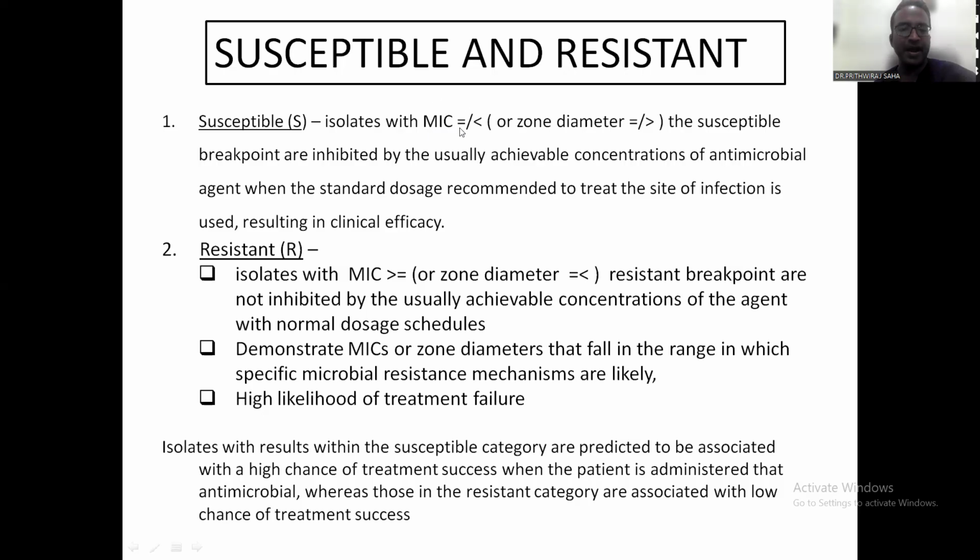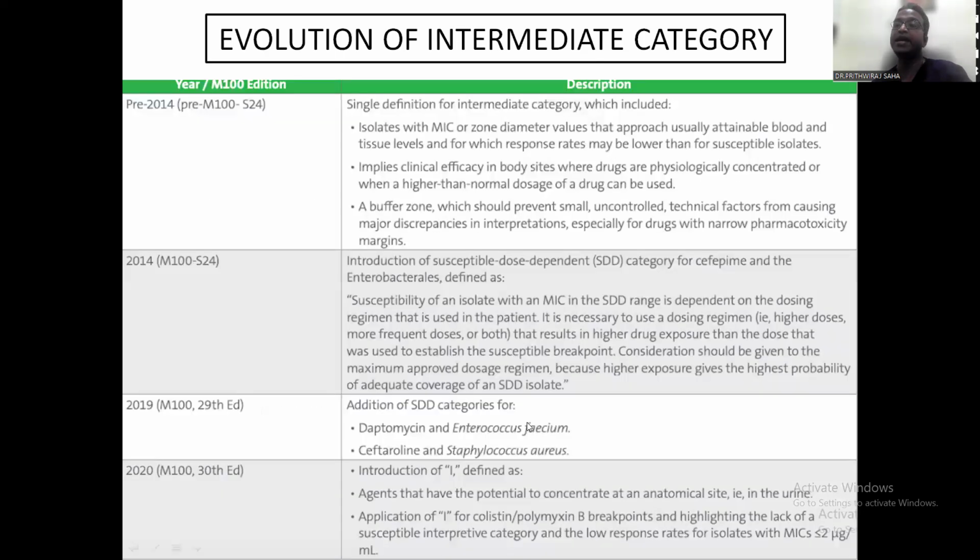So an isolate with a lower MIC, or if you are dealing with a zone of diameter, the zone of diameter should be above the breakpoint, because we know the larger the zone of diameter, the more susceptible is the drug, right? Opposite in case of resistant. So isolates with results within the susceptible category are predicted to have a high chance of treatment success, while those in the resistant category have a low chance of treatment success. So this is nothing new. Next, we come to the intermediate category.